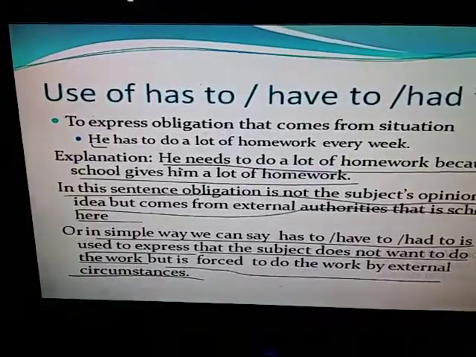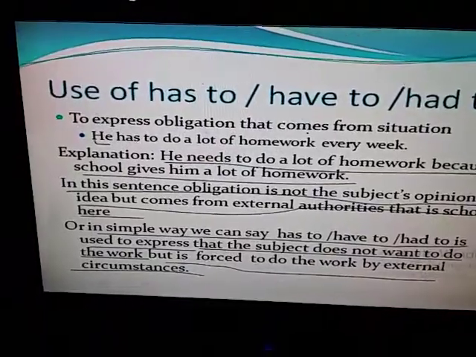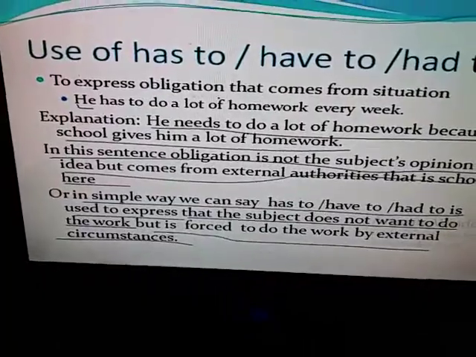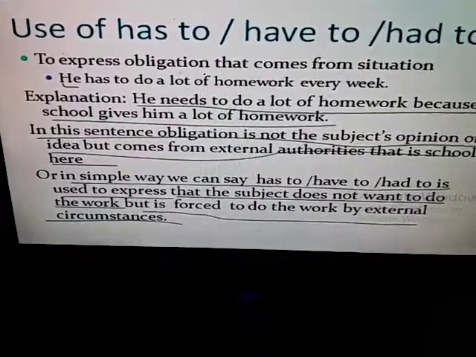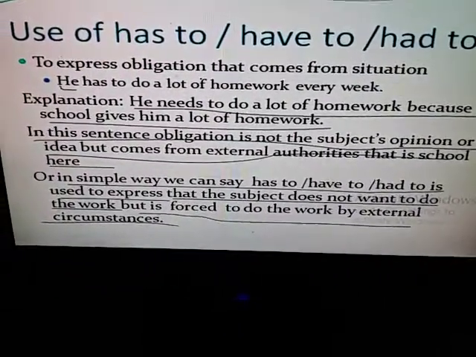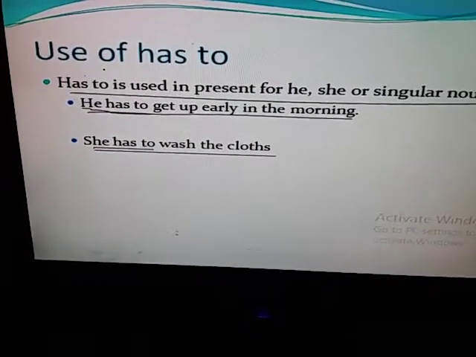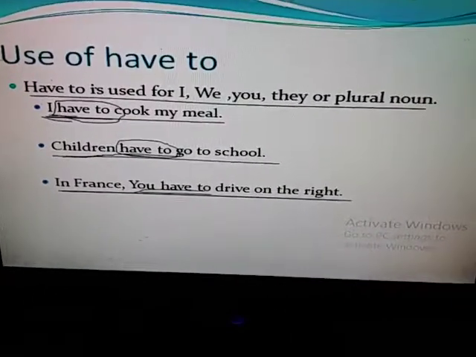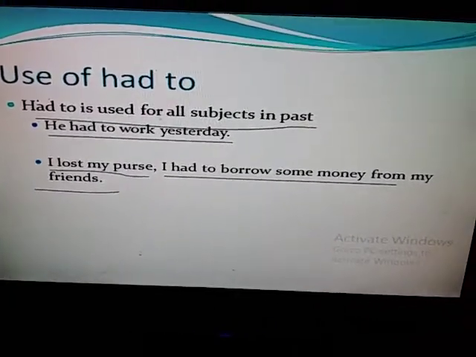So, dear students, if we summarize the video, we can say we use has to, have to, or had to when we express obligation that comes from situations or external authorities or external circumstances. We use has to with he, she, or singular noun. We use have to for I, we, you, they, or plural noun, and had to is used in past tense.